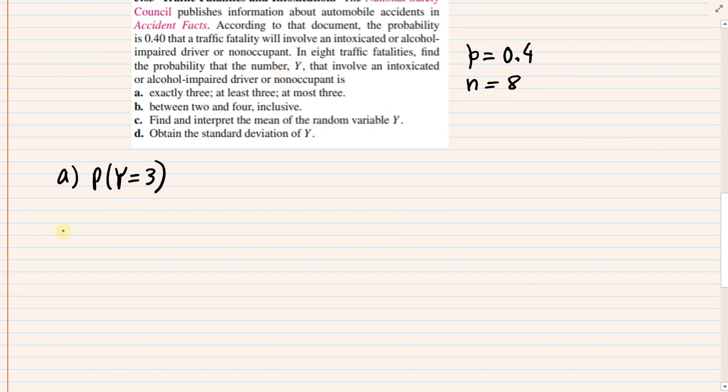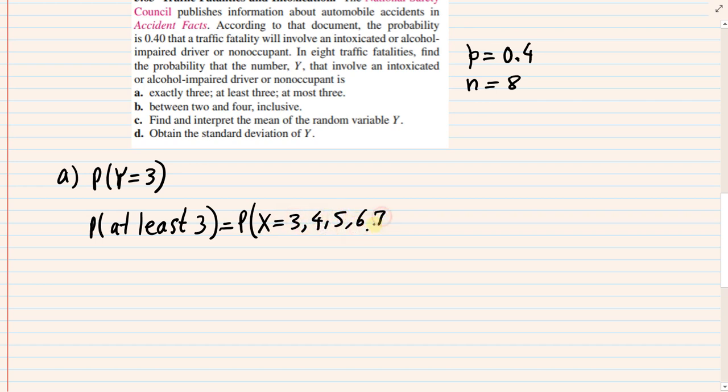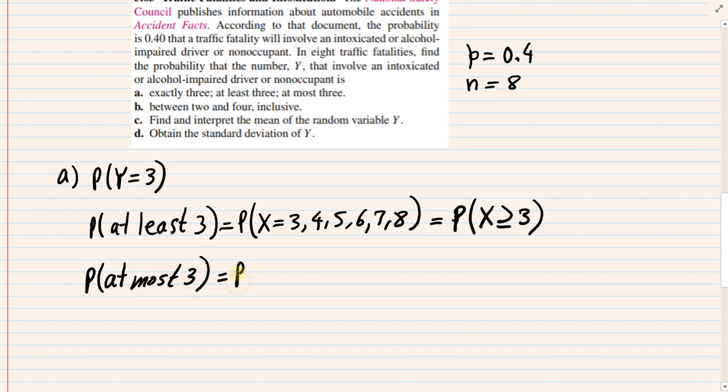Probability of exactly 3, probability of at least 3. Now remember, at least 3 means 3 or more, right? That's the probability that x is 3 or 4 or 5 or 6 or 7 or 8. All 8 qualify. And we can write this as an inequality, x greater than or equal to 3. Okay, and finally for part A, probability of at most 3. Remember the semantics of probability. At most 3 means no more than 3. At most 3 means 3 or fewer. So we can do part A in just a moment here.